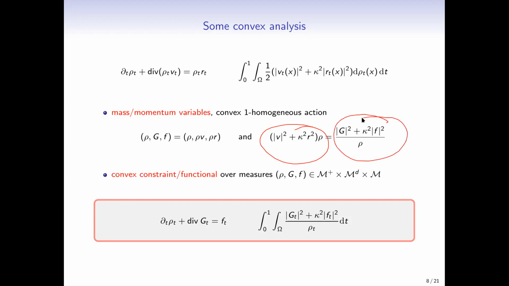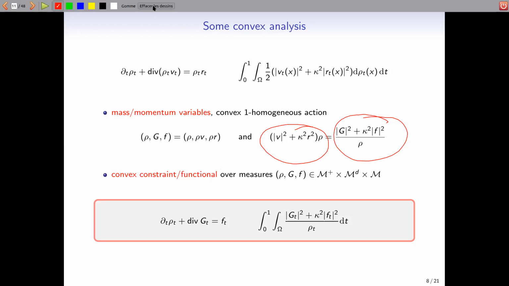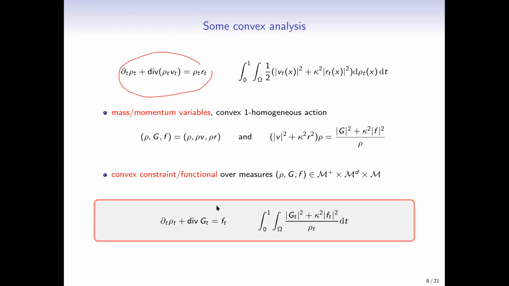And it turns out that this function, as a function of rho, capital G, and little f, is one homogeneous and convex. And this is exactly what you need to extend the definition of an integral functional to the space of measures instead of functions of x, if you like. So now the constraints, the continuity equation, dt rho plus divergence G equals f, and you get this new Lagrangian in terms of the new mass momentum variables. So this is just for convenience.